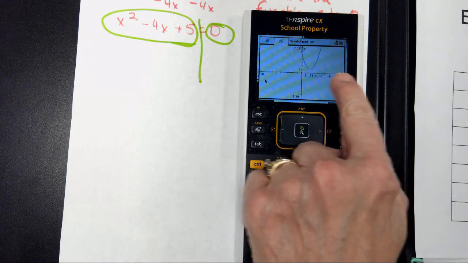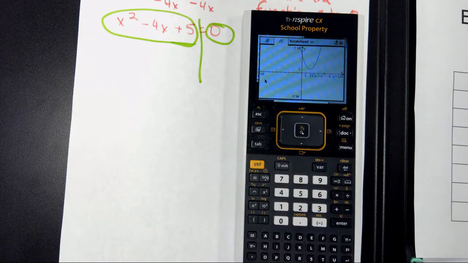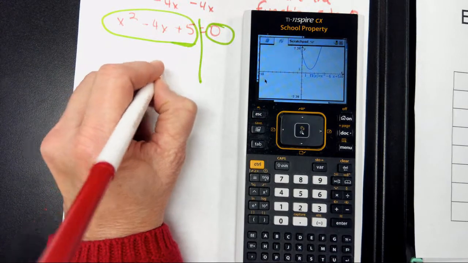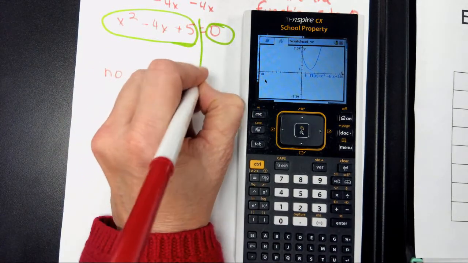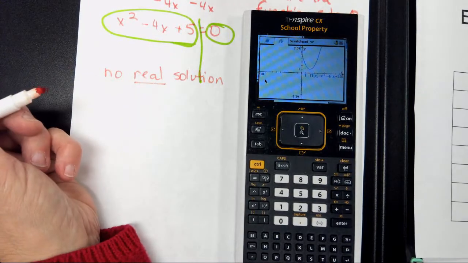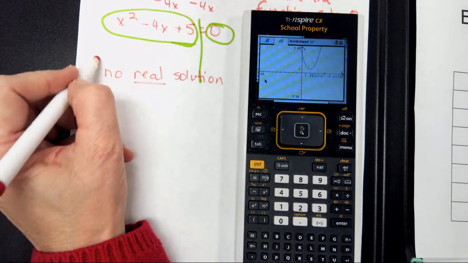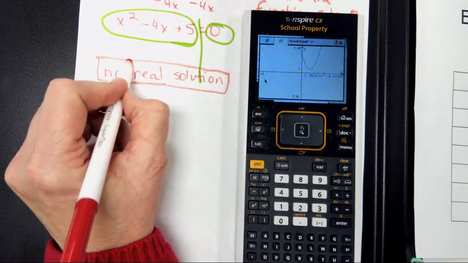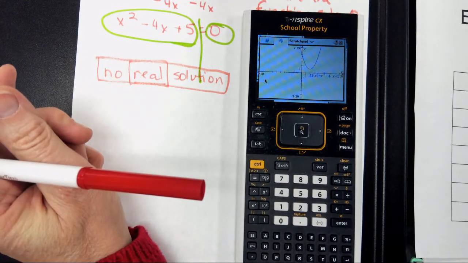And if you'll notice, this one does not hit the x-axis. It has no x-intercepts, no roots, no zeros. So if that's the case, there is no real solution. Now there will be solutions, just no real solution, and we're only working under the set of real numbers. So we're not going to say no solution, we're going to say no real solution.